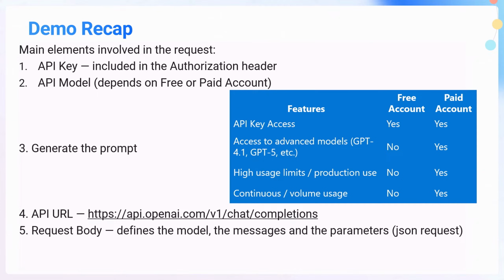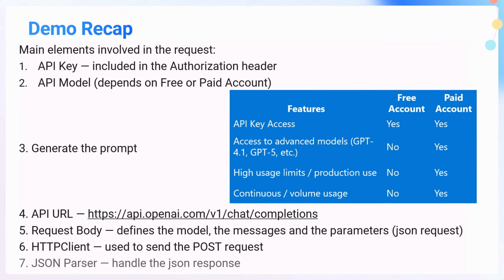Okay. The fifth element is the response body. It defines the model, the messages, and the parameters. It means that we create the JSON request with the elements that we have before. The sixth element is the HTTP client. We are able to use native PowerBuilder objects like HTTPClient to send the request. In this case, we use the method post.